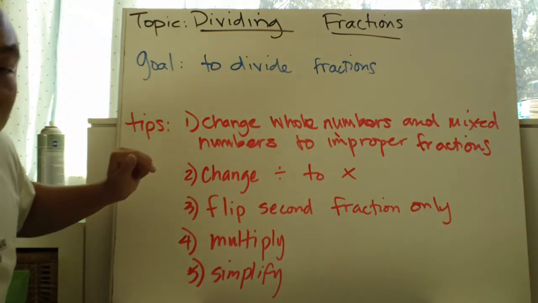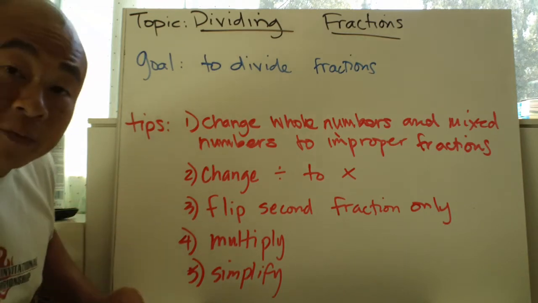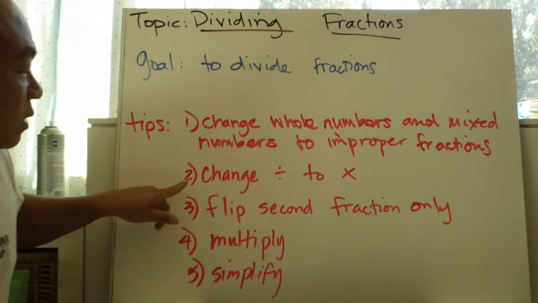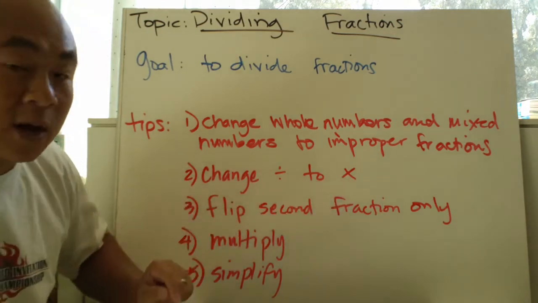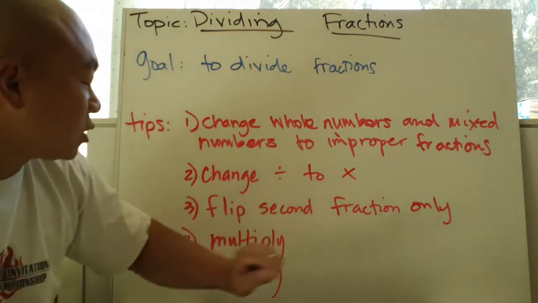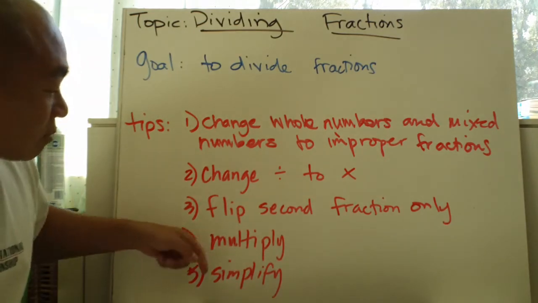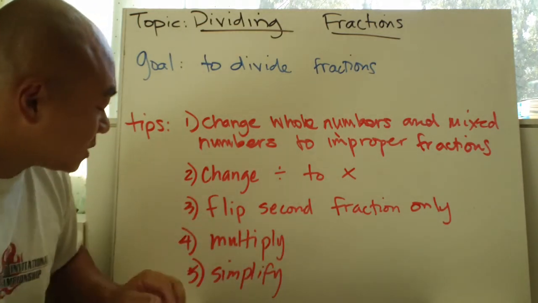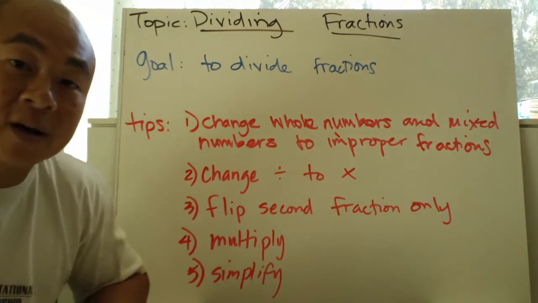Anytime that we have whole numbers or mixed numbers, we want to change them to improper fractions. Secondly, we're going to change division to multiply. And then third, we're going to flip the second fraction only. And then fourth, we're going to multiply like how we normally multiply fractions. And then of course, the fifth step is to simplify like we always do.